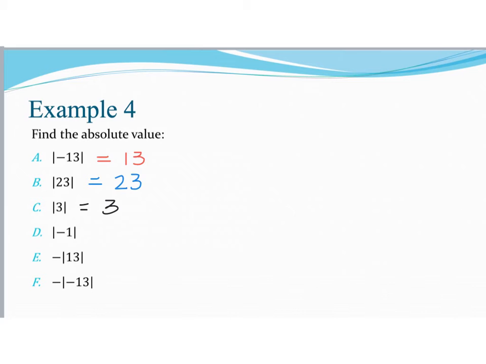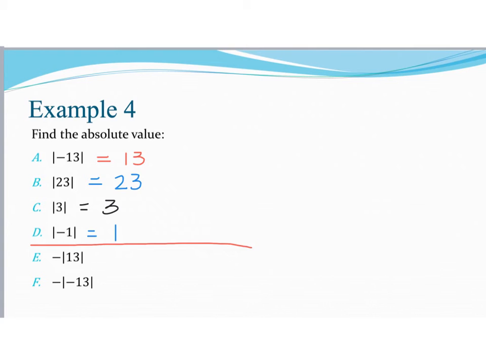Again, we have the absolute value of a negative 1. So how far away from 0 is negative 1? Well, it is only 1 unit away. So right here, I want you to think to yourself and let me know if you have any questions on parts A through D.